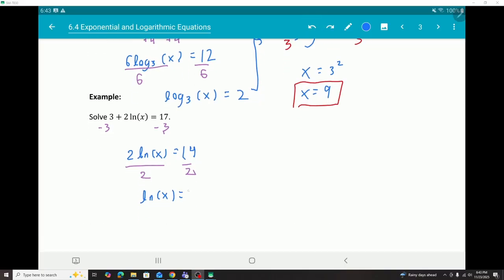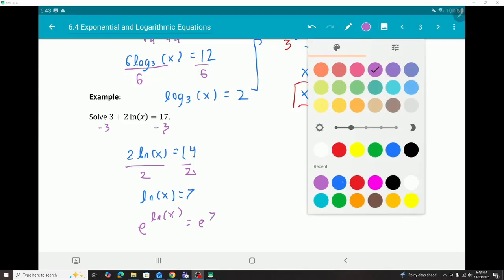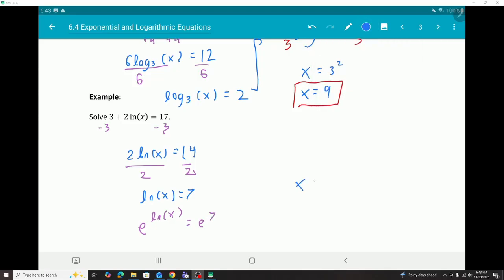And now how do I solve this? I'm personally going to say e to the natural log, e because natural log is log base e, equals e to the 7. And so then our final answer is x equals e to the 7. So not a clean number. If this problem said round to 3 decimal places, we would put this in a calculator. But here e to the 7 is our exact answer. This would be the exact no error solution to this equation.